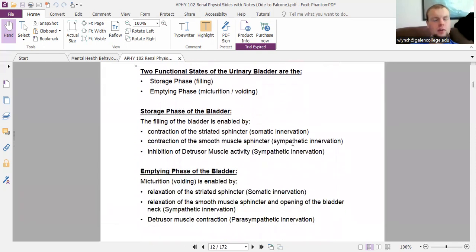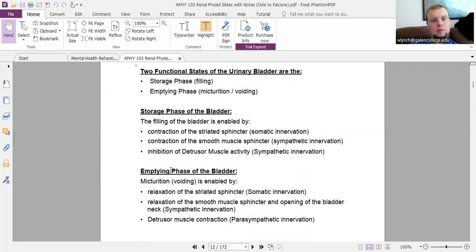So for our storage phase, filling of the bladder is going to be allowed by the contraction of the striated sphincter, known as the somatic innervation. Okay, contraction of the smooth muscle sphincter, which is sympathetic innervation, and inhibition of the detrusor muscle, which is also sympathetic innervation.